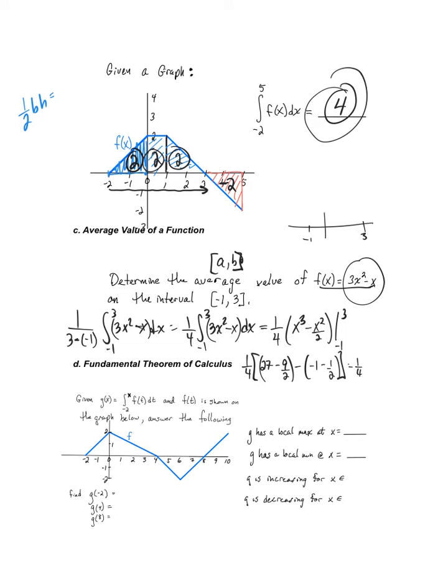We get 1/4, of course. And inside we've got 28. Basically, this negative is going to cancel out both of those. So we get 27 plus 1 is 28, and negative 9/2 plus 1/2 is negative 8/2, which is negative 4. So 28 minus 4 is 24. 24 divided by 4 is 6. So that is the average value of the function.